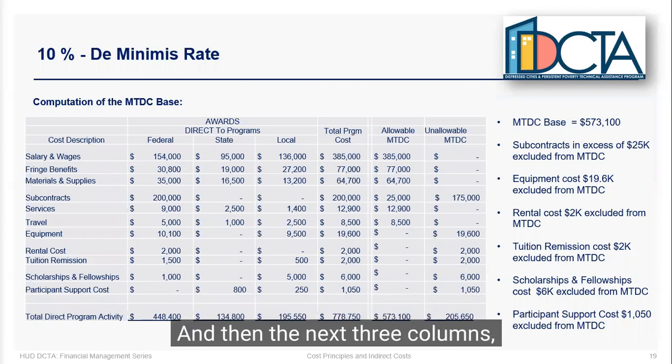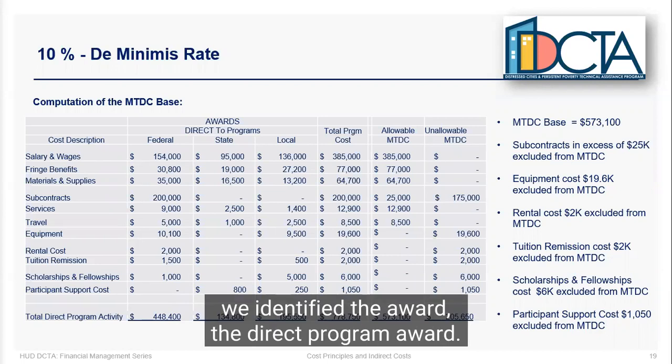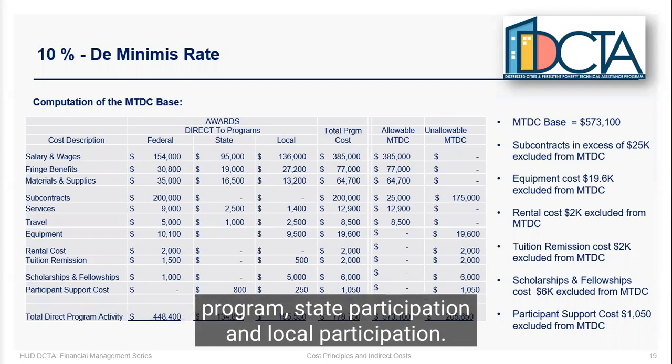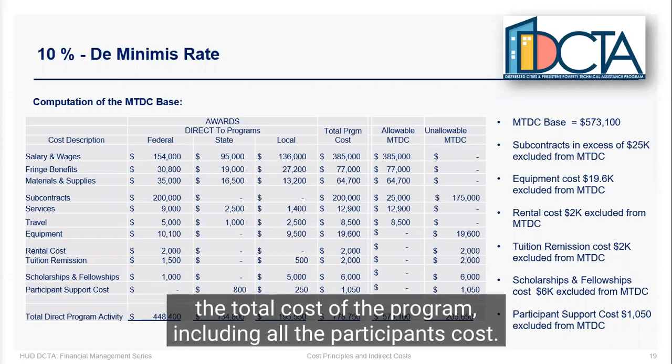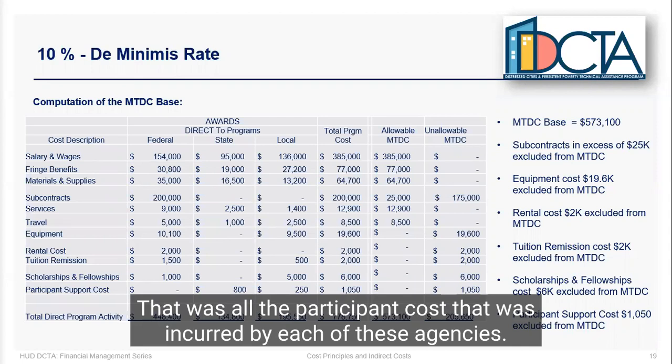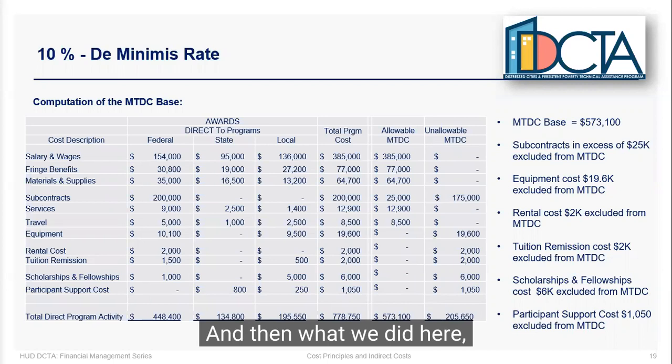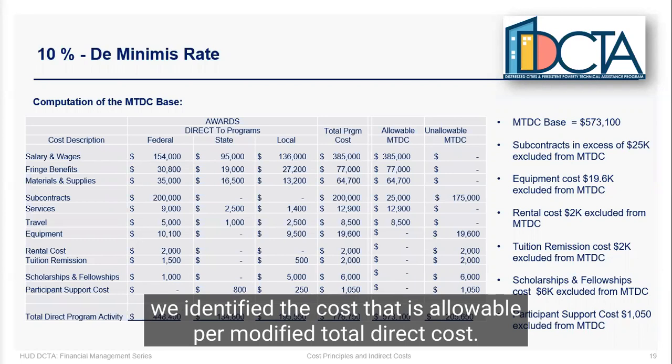And then the next three columns, we identified the award, the direct program award. So we got federal participation for this program, state participation, and local participation. And then finally, the fourth column is the total cost of the program, including all the participants' cost that was incurred by each of these agencies. And the total program cost is $778,750.